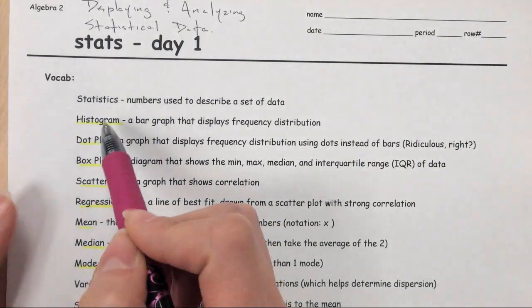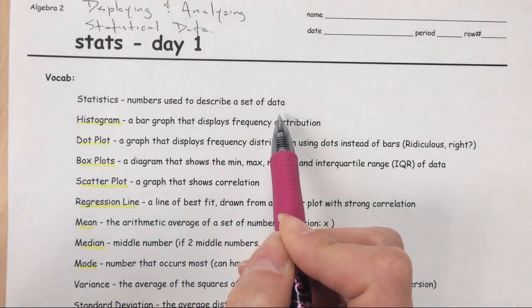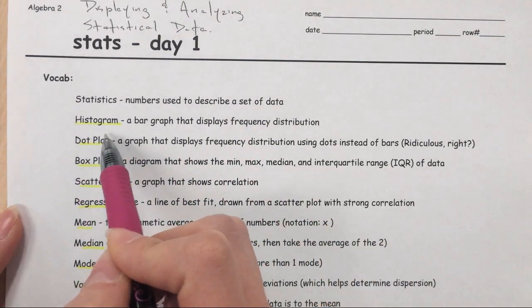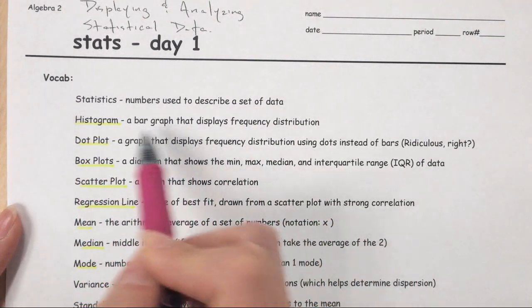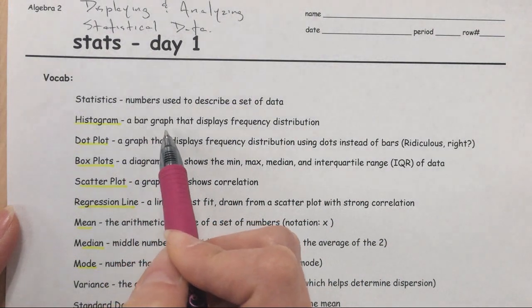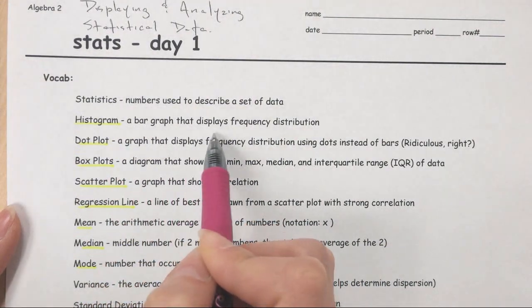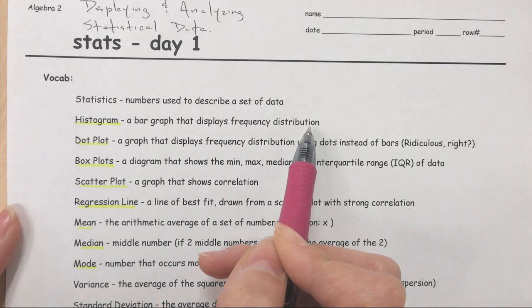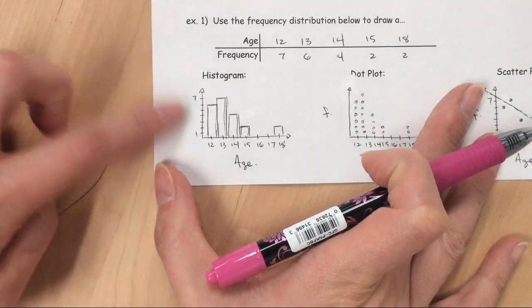Stats are numbers used to describe a set of data. A histogram, you've seen this before. It's almost like a bar graph. Okay, you can think of it as a bar graph. It displays frequency distributions. It looks something like that down there.